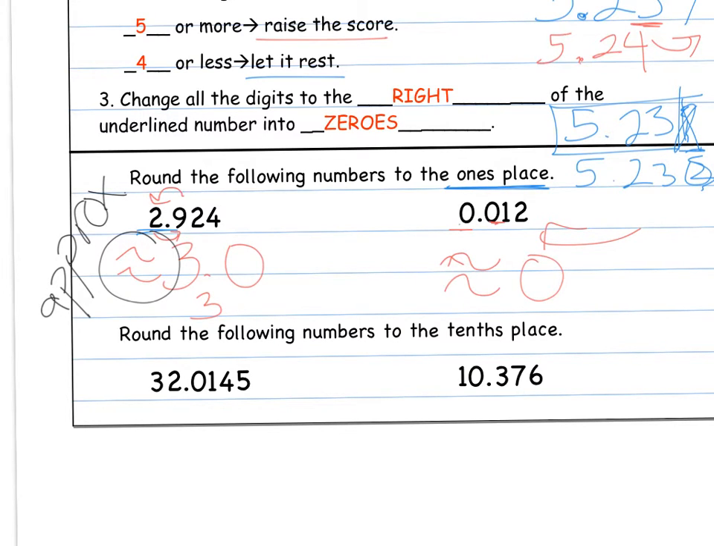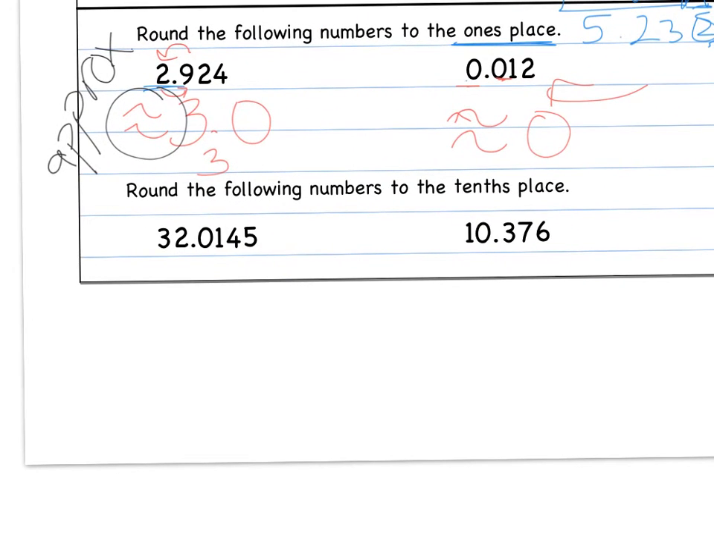When you feel ready, you're welcome to pause and try on your own. I'm going to keep going and go to the tenths place. So again, reading it's important as well. So we're trying to round the following numbers to the tenths place. So knowing that the tenths place is right here, 1 behind the decimal. So currently this is read as 32 and 145 10,000ths.